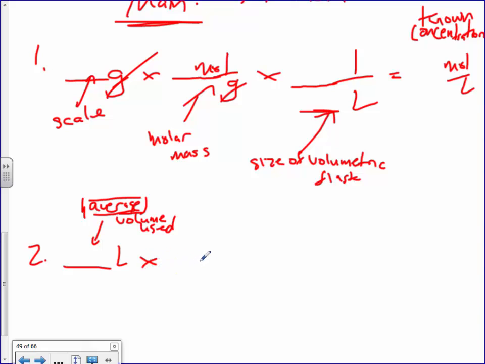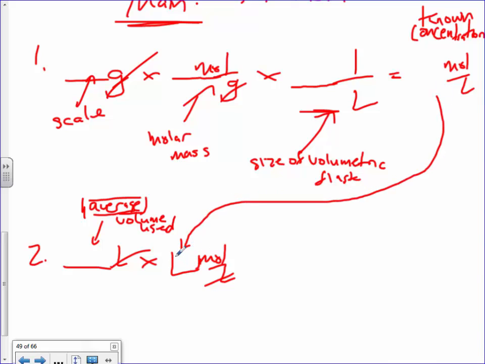Well, we don't want liters, so we're going to multiply by moles per liter. That'll cancel out liters. Where am I going to find that moles per liter number then? We just calculated it. Does that make sense? This moles per liter that we just calculated, that's what comes there, because we have to know at least one concentration because we make it ourselves.